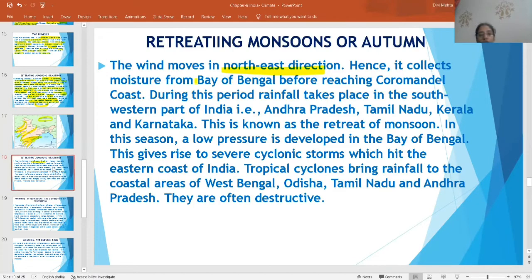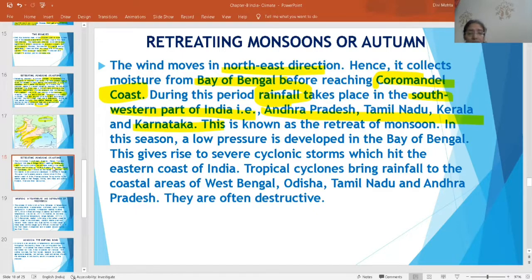It collects moisture from the Bay of Bengal before reaching the Coromandel coast. During this period, rainfall takes place in the southwestern part of India. During the retreating monsoon, sometimes rainfall occurs in the southwestern part of India, like Andhra Pradesh, Tamil Nadu, Kerala, Karnataka.